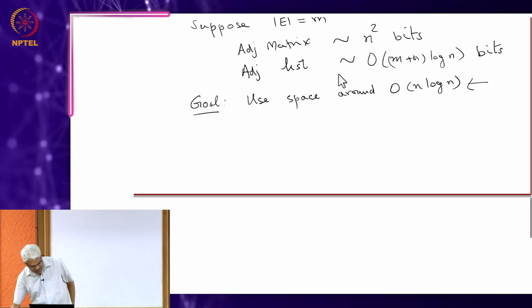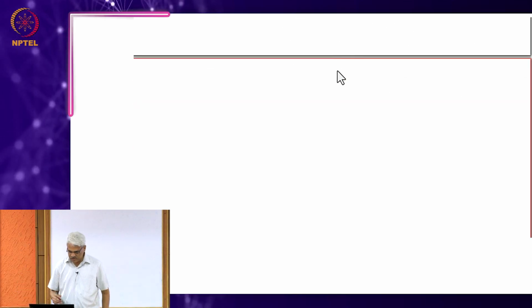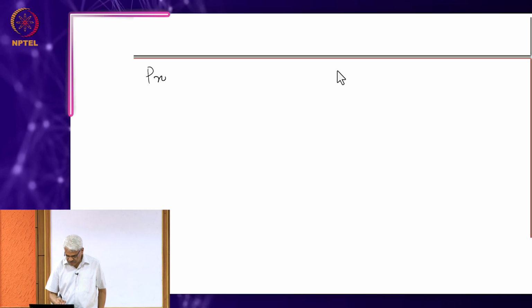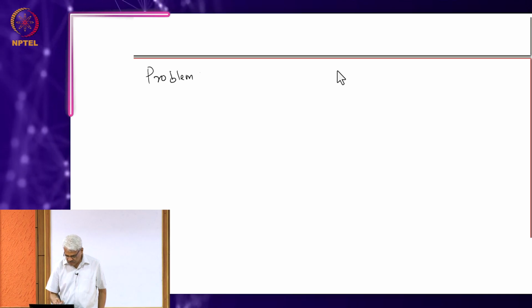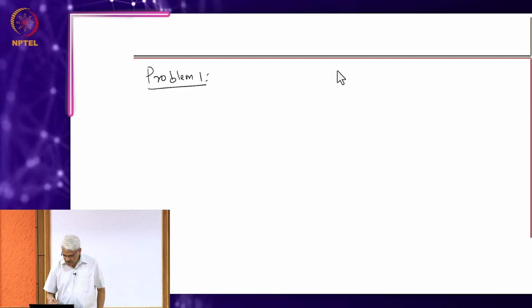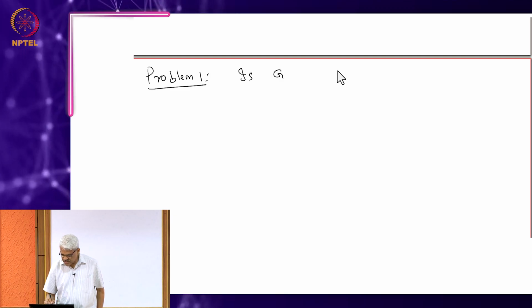Okay, so let's get started with problems. The problem 1 I want to talk about is this Boolean question: is G connected?